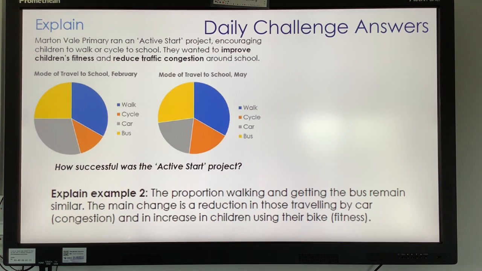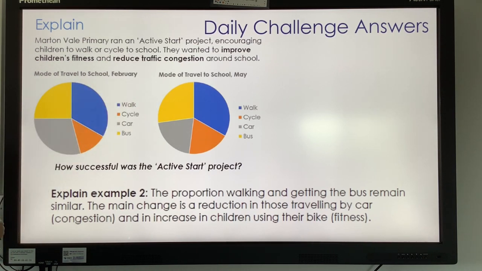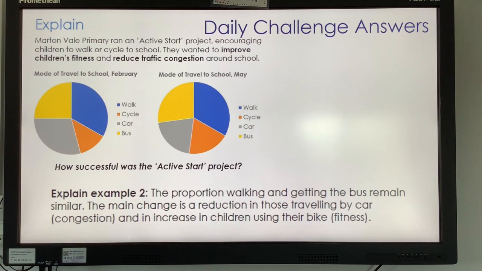They've reduced traffic congestion because you've got fewer people driving, but also the bus amount has maybe grown a little bit. And also you've got more people cycling, so you've improved fitness. Walking has stayed the same, so that's still good.